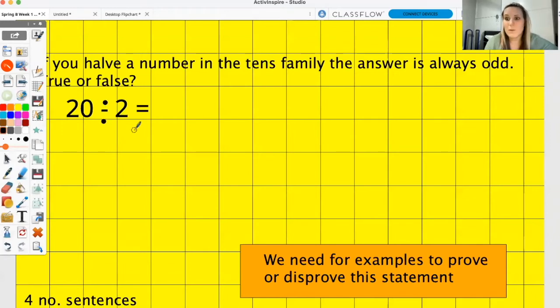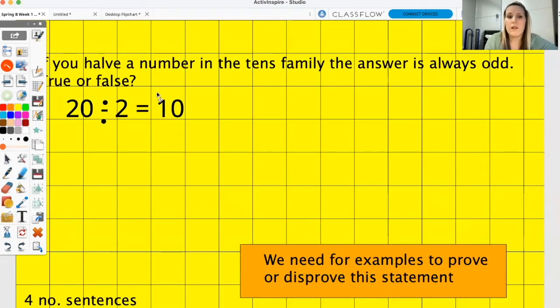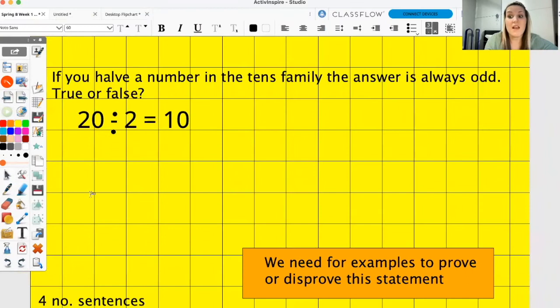Let's count in 2s until we get to 20. 2, 4, 6, 8, 10, 12, 14, 16, 18, 20. I have 10 fingers, so my answer is 10. If you halve a number in the 10s family, the answer is always odd. Well, 10's even, so that's not odd. So at the minute, our statement is false because we haven't got an odd answer. Let's try 30 divided by 2 and see what that equals.